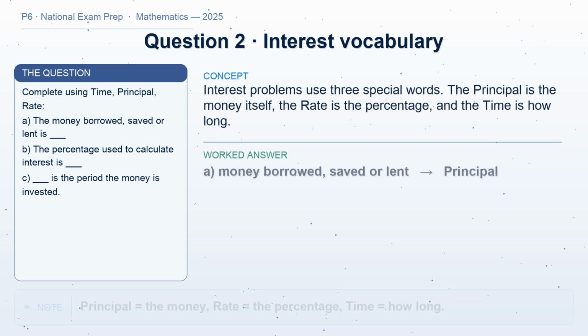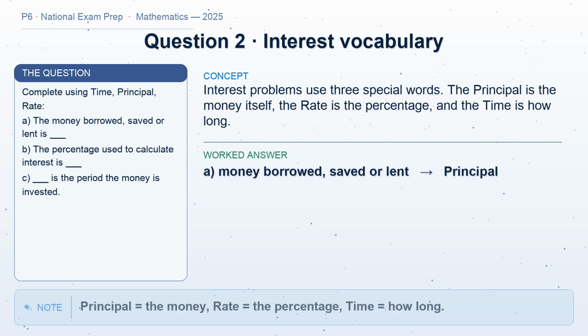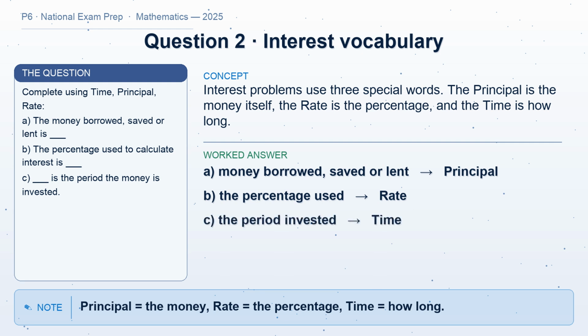The principal is the money itself, the amount borrowed, saved, or lent. The rate is the percentage we use to work out the interest, and the time is how long the money is kept or invested. So part A is principal, the money, part B is rate, the percentage, and part C is time, the period invested. Principal, rate, and time, easy when you know them.